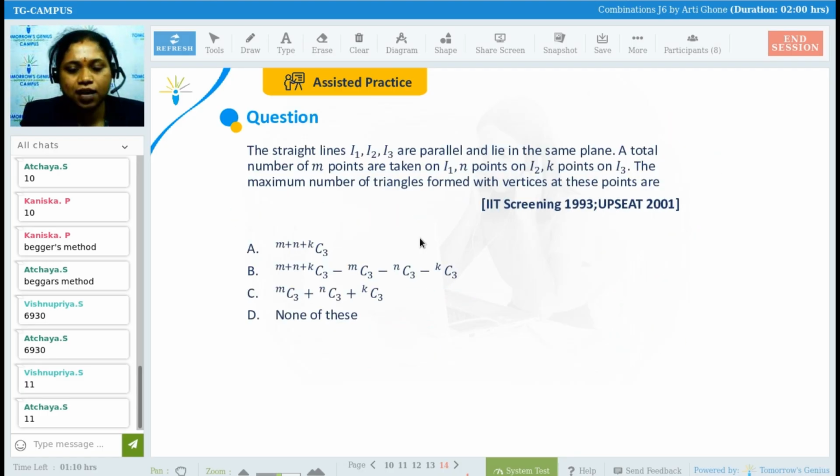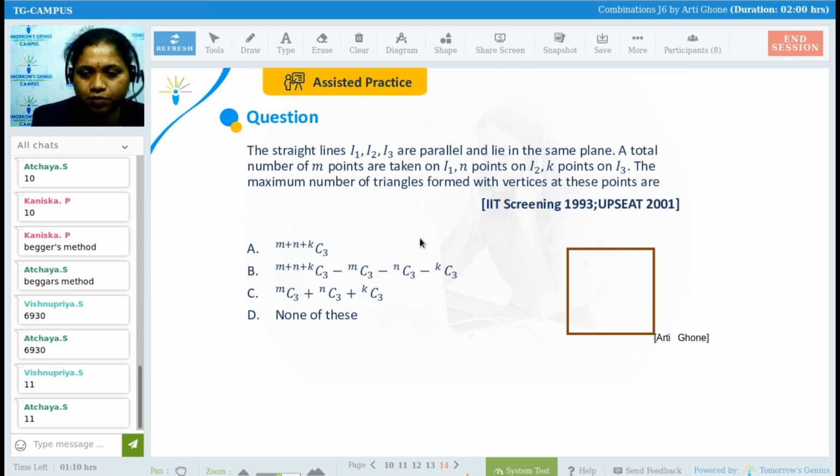Straight lines l1, l2, l3 are parallel, and lie in the same plane. Let's draw it. This is my plane. This is my l1, l2 and l3. Clear? Okay. So this is the structure of the lines.